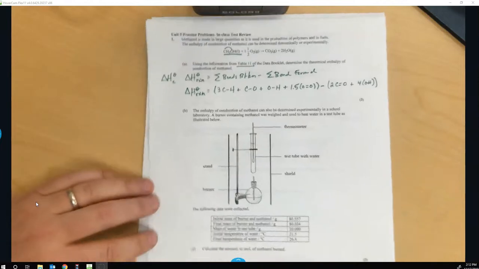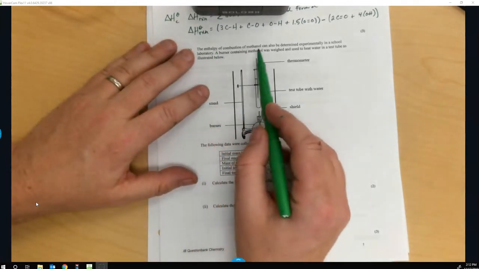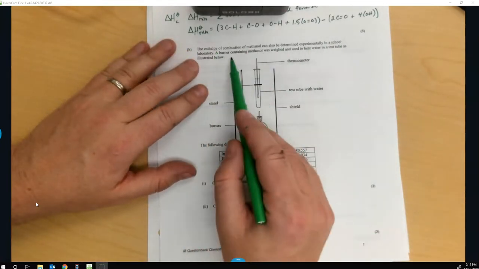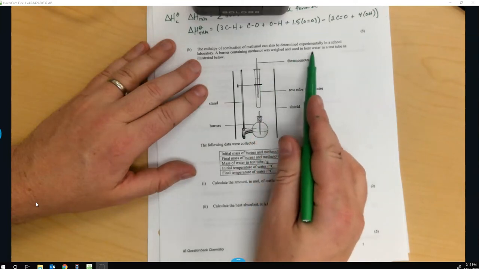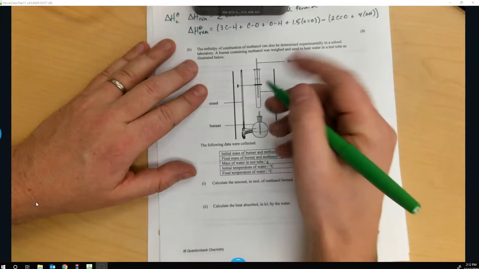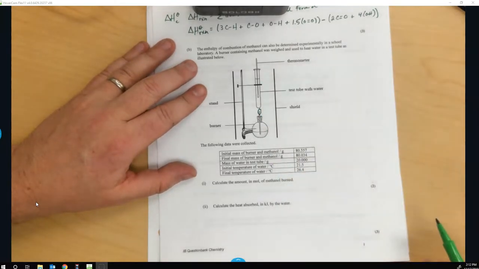All right, let's move on to the next problem. This looks like an experimental determination here. So we're going to determine the enthalpy of combustion experimentally. So we took a burner containing methanol. There's that. It was weighed and used to heat water in a test tube. So we're going to burn it. And we're going to assume that the flame goes into the test tube.